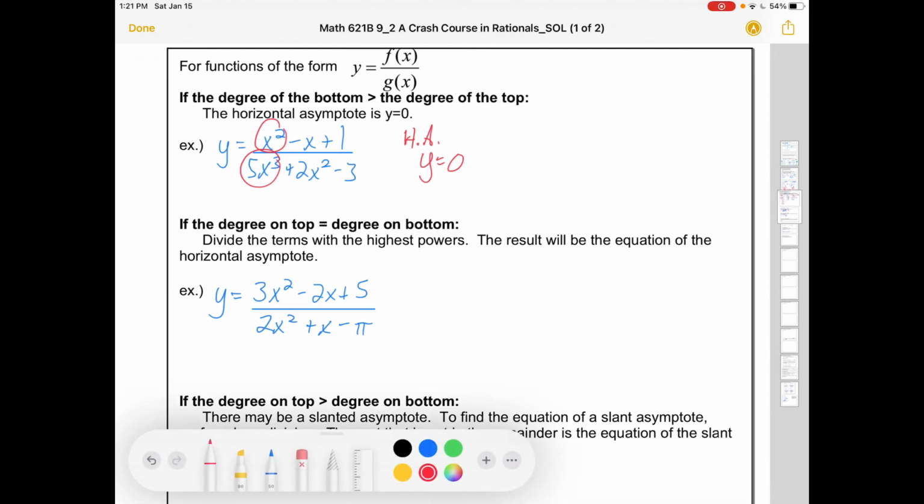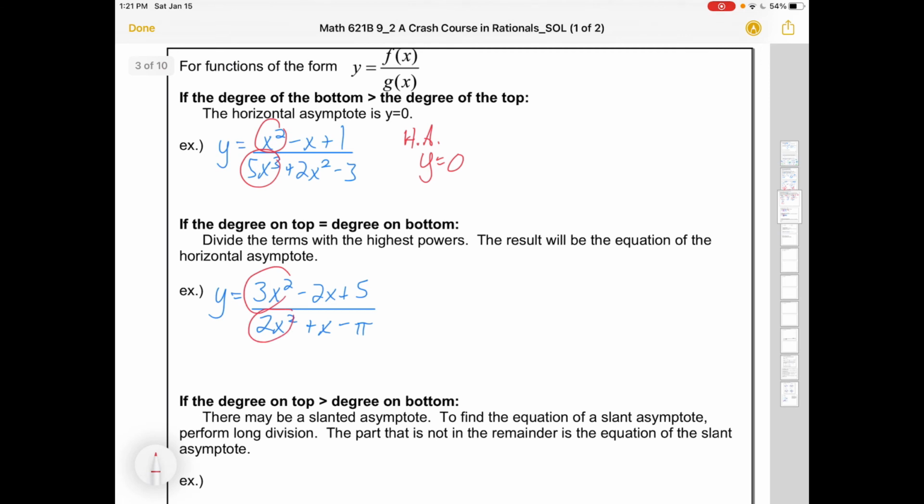In this case, we've got the same power or same degree on top and bottom. The highest power is an x squared. So if we want the horizontal asymptote, here's what we do. We just divide out those drivers. So 3x squared divided by 2x squared would give you 3 over 2. The horizontal asymptote will be 3 over 2, or if you prefer, 1.5. If you graph that function, I guarantee you that will be the case.